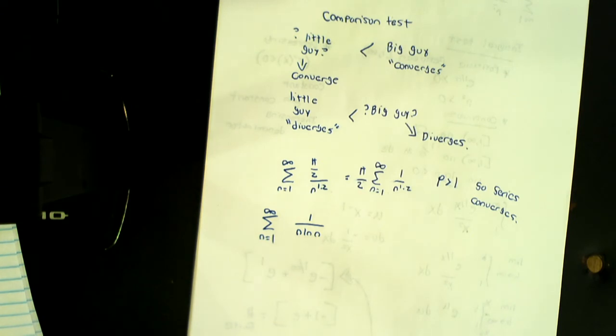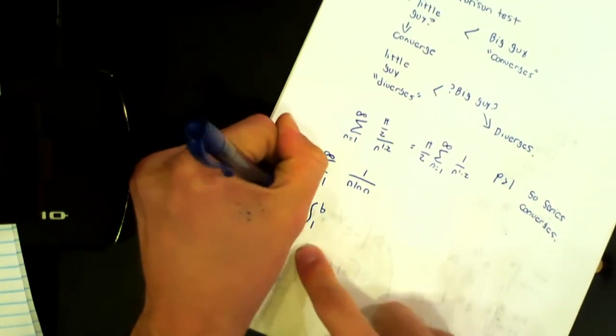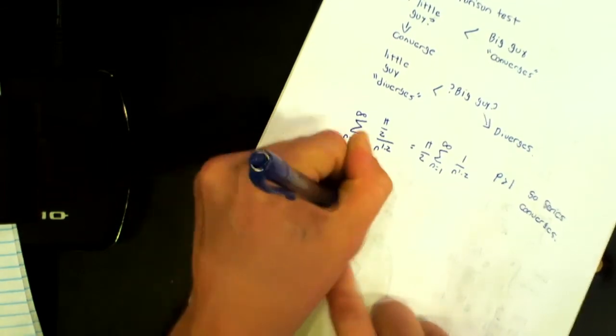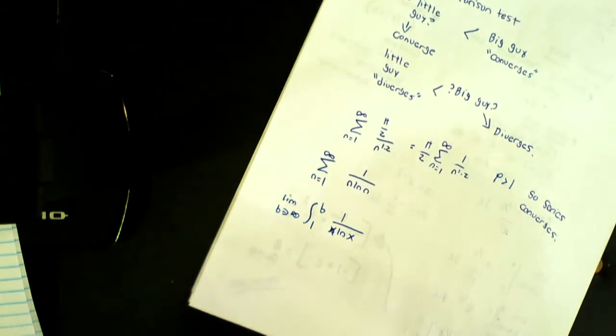All right, integral. Great, why? Perfect. You can see that right off the bat. So we do 1 to b, natural log of b to infinity. We do 1 over n, natural log x. We want to change to x.